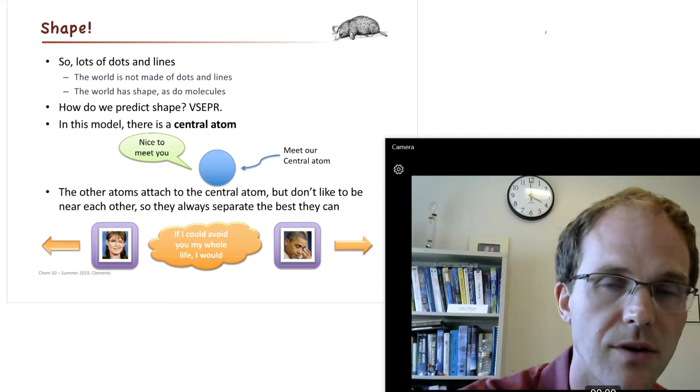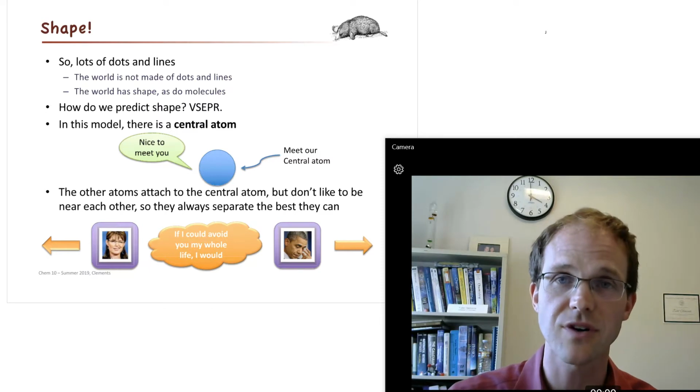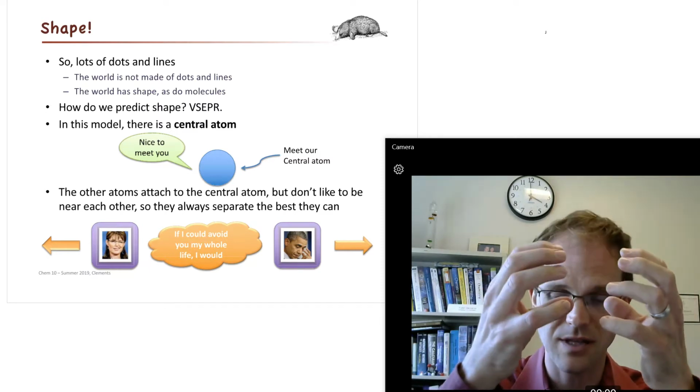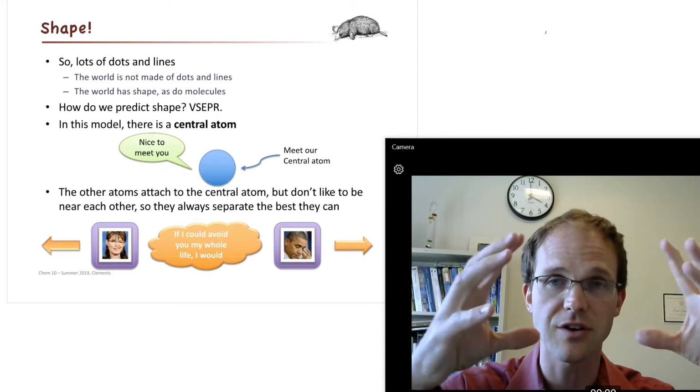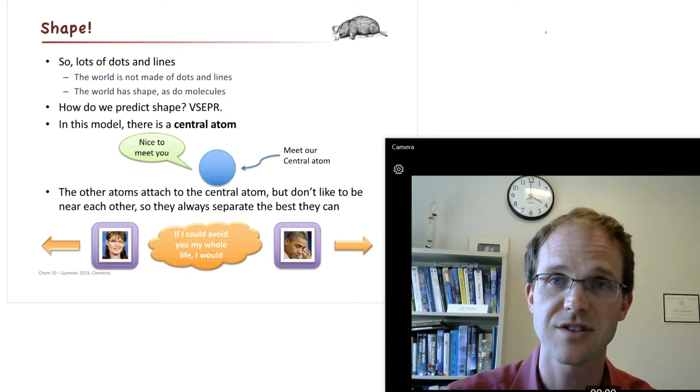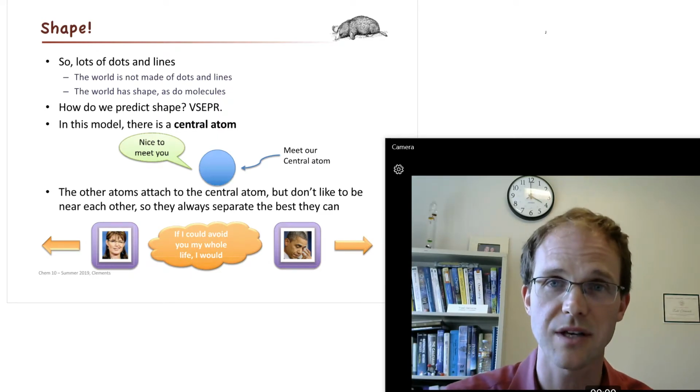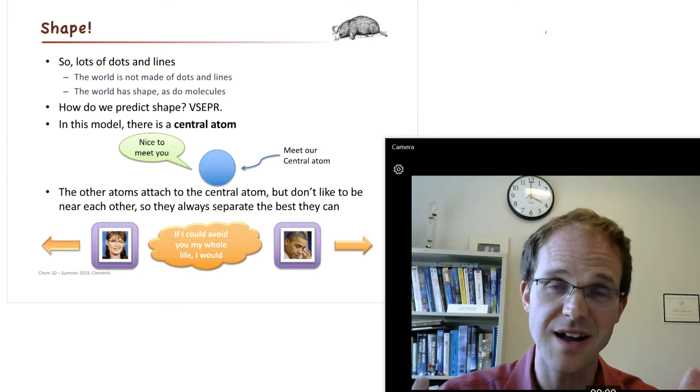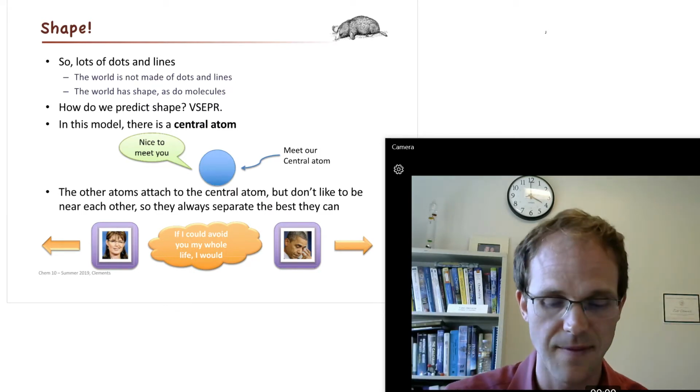Okay. Well, repulsion. What do electrons do? One electron repels the electron next to it. They don't want to be near each other. They try to go far away from each other. And it turns out just using that, you can really predict the shape of molecules. So it's not just a bunch of dots and lines like it looks like. We can actually do it.